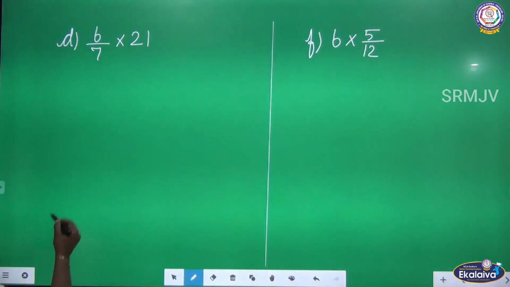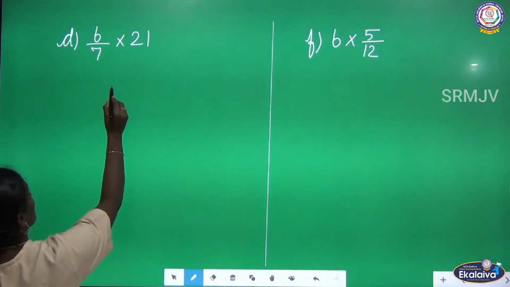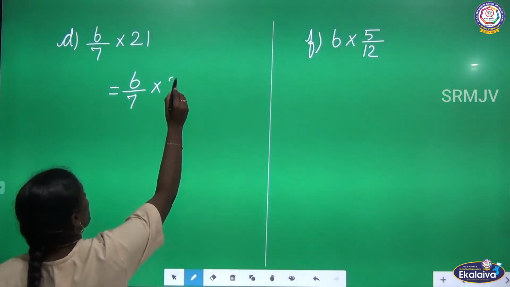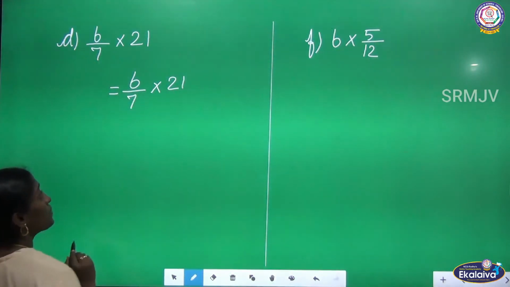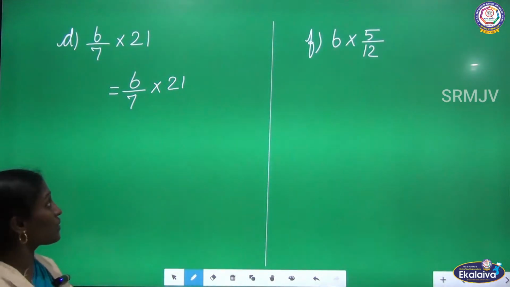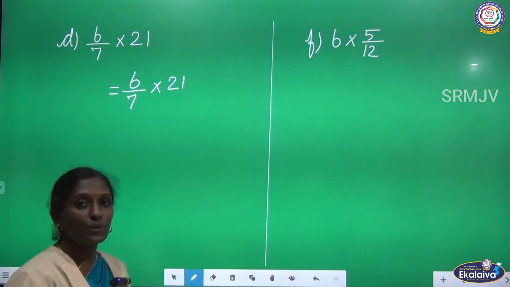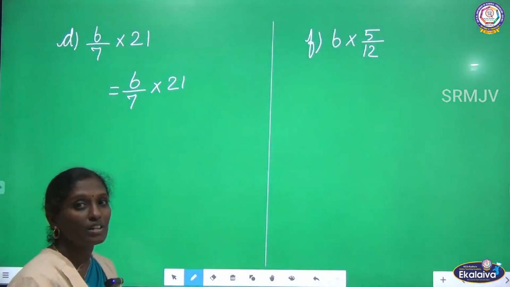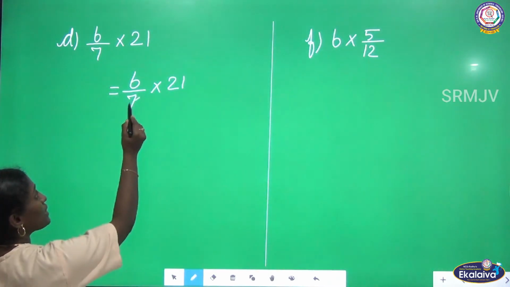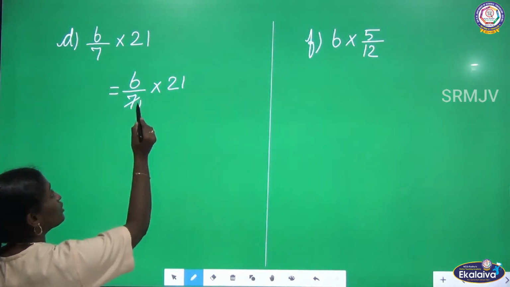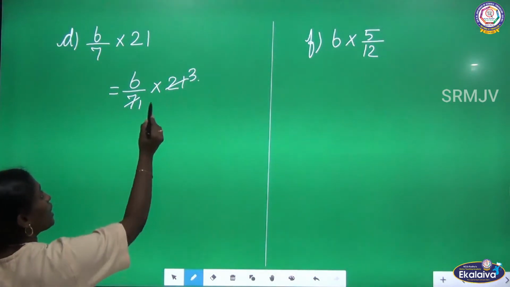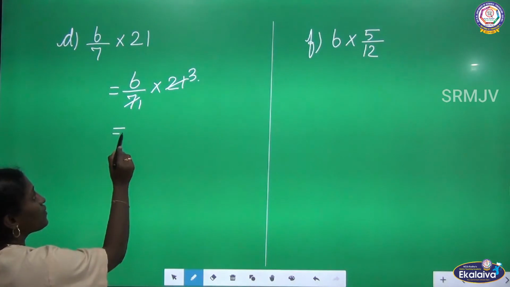Then the next question, 6 by 7 into 21. Here also we are going to multiply the fraction by the whole number. See the numbers, in the numerator we are having 21, in the denominator we are having 7. We have to check whether there is any possibility to reduce the numerator and denominator. Here 7 and 21 are divisible by 7. So we can reduce. In the 7 table 1 time, in the 7 table 3 times. Now in the denominator we are having only 1 alone.